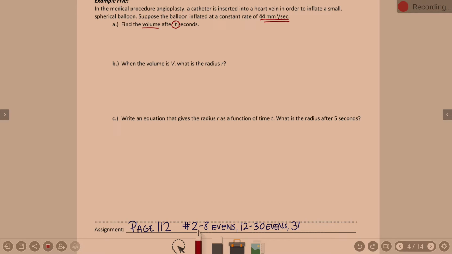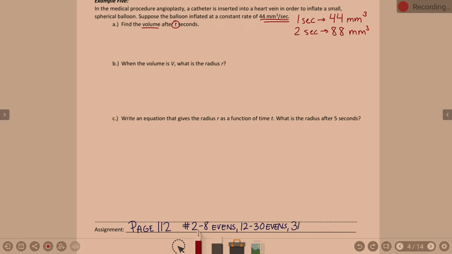What can you tell me after 1 second? It is 44 millimeters cubed. Can we agree that the volume after 1 second is 44 cubic millimeters? Yes? Okay. What can you tell me after 2 seconds? It's 88 millimeters cubed, because 44 times 2 is 88. Are you following here? So what would you tell me after 3 seconds? 132. Whatever 44 times 3 is, yes?